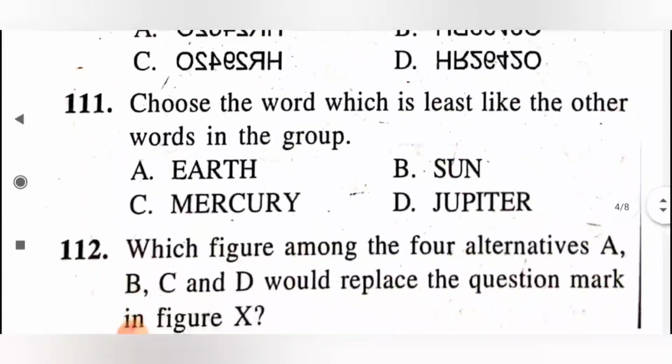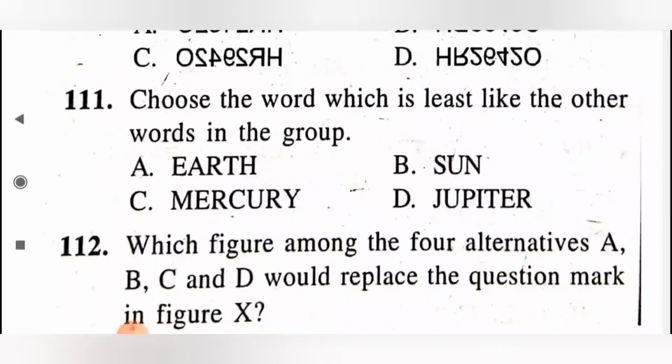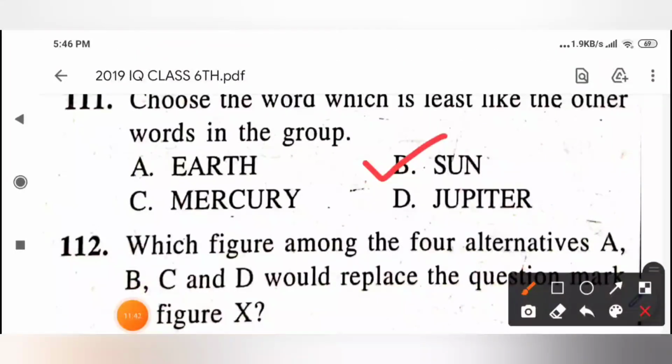111. Choose the word which is least like the other words in the group, which means odd one out. Earth, Sun, Mercury, Jupiter. The odd one out is Sun because the others are planets.